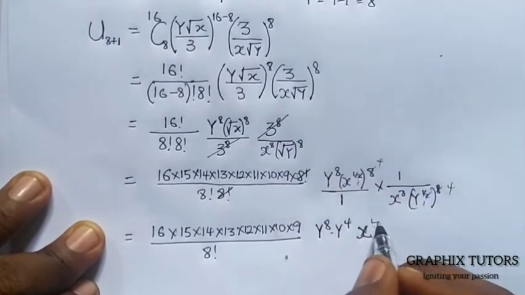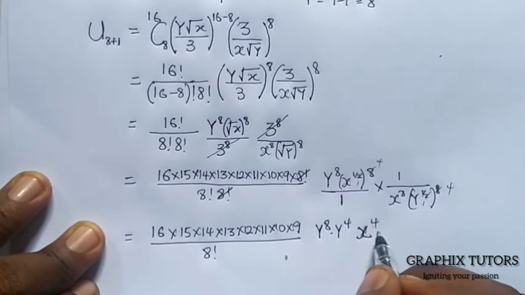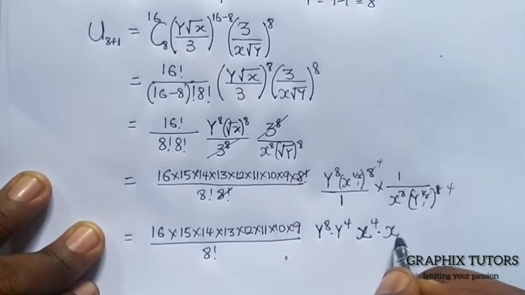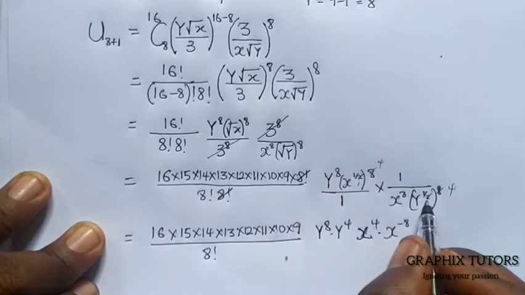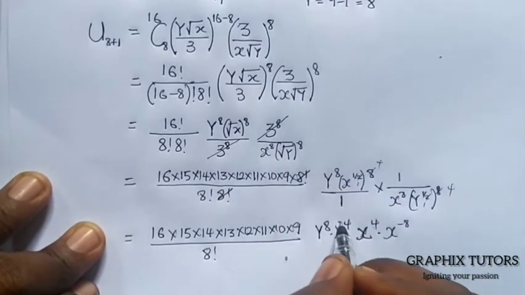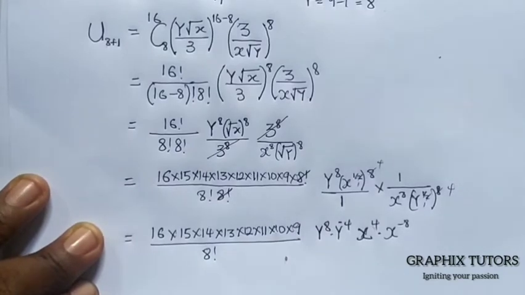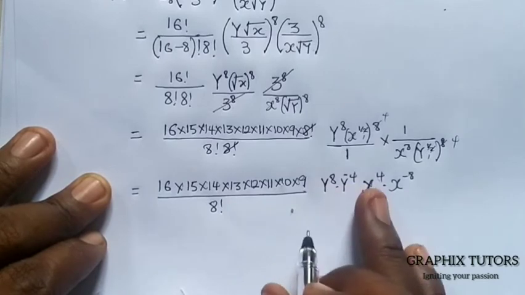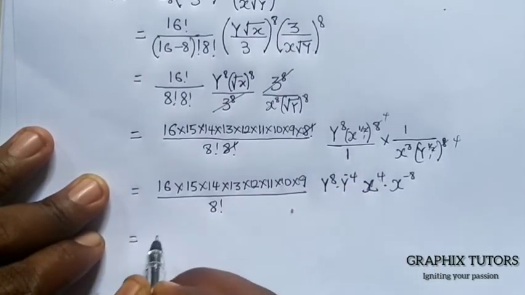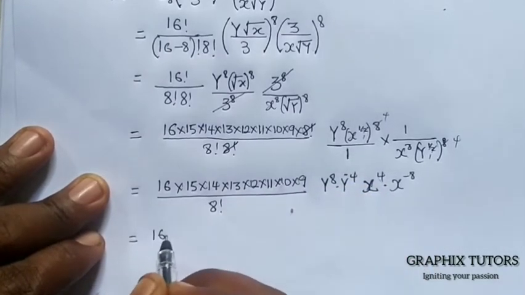4. So y^4 is also multiplied by x to the power of what? Minus 8, because the x^8 is coming out, so it becomes negative, and the y^4 coming up also becomes negative. That's what we're having here. Now from here, that is just your basic indices. From here, this will now give me 16.